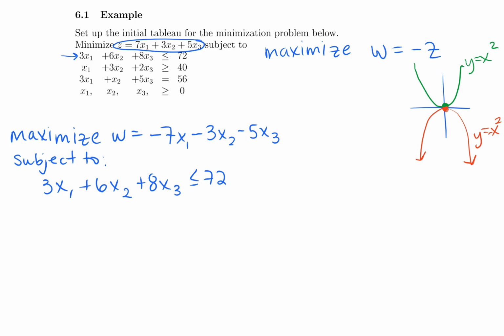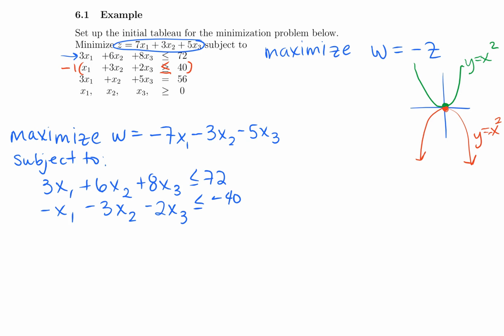No problem. Now the second constraint is pointing the wrong direction, right? We want the inequality to be going the other direction. So what we'll do is multiply that entire inequality by negative 1. Multiplying by negative 1 will flip the direction of the inequality, making it the correct type of inequality for a standard maximum. So our second constraint will become negative x1 minus 3x2 minus 2x3 less than or equal to negative 40. Okay, so now we're getting closer to the standard maximum.